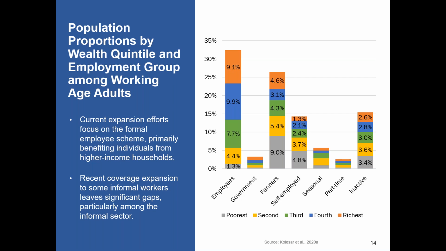Likewise, public sector employees tend to reside in higher income households, while they only represent about 3% of the working age population. By contrast, farmers and self-employed adults represent large population segments, about 26% and 14% respectively, and are primarily belonging to lower wealth quintile households. We can also see that they are less wealthy than their seasonally employed and part-time counterparts, who represent only about 6% and just under 3% of the working age population, and who, in principle, are eligible for coverage under the government's informal worker scheme.